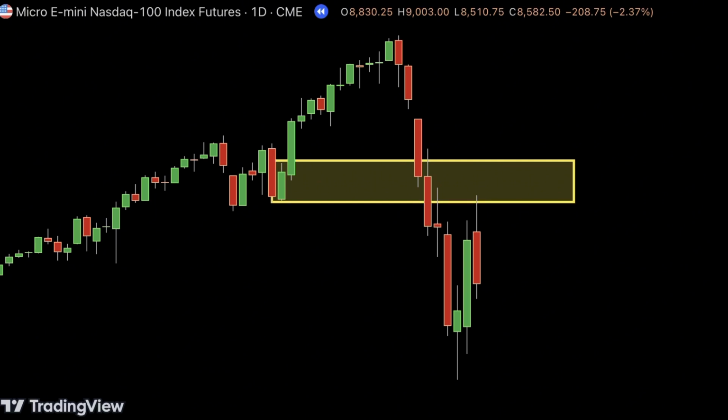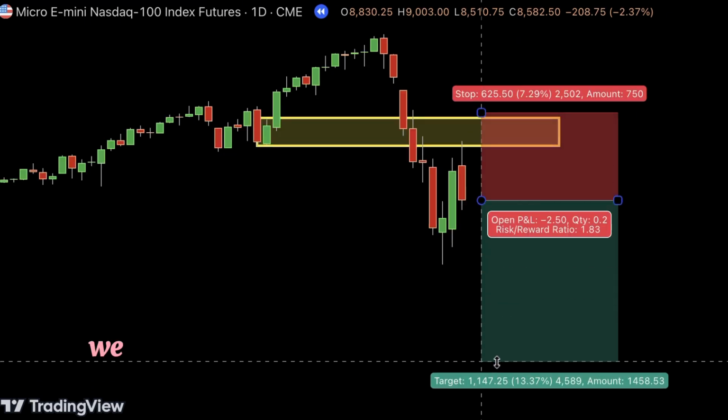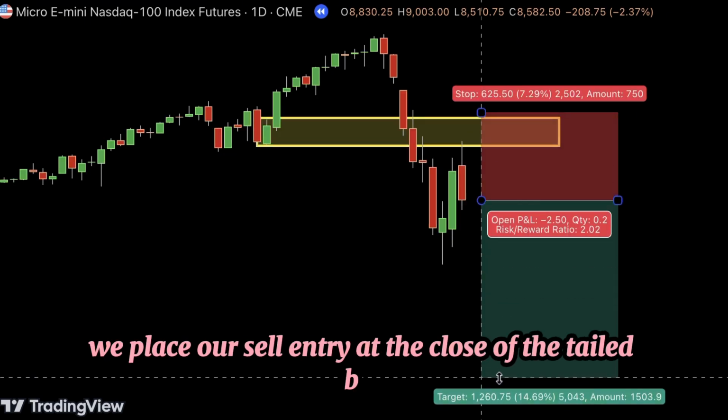As the price tests the bearish breaker block, we look for a candlestick rejection pattern to confirm that the breaker block is valid and that the market will likely continue downward. In this example, a bearish tailed bar forms, indicating rejection of the breaker block. Once this bearish tailed bar forms, we place our sell entry at the close of the tailed bar.